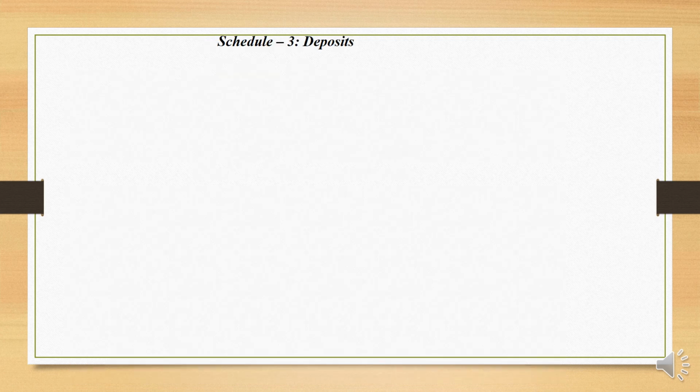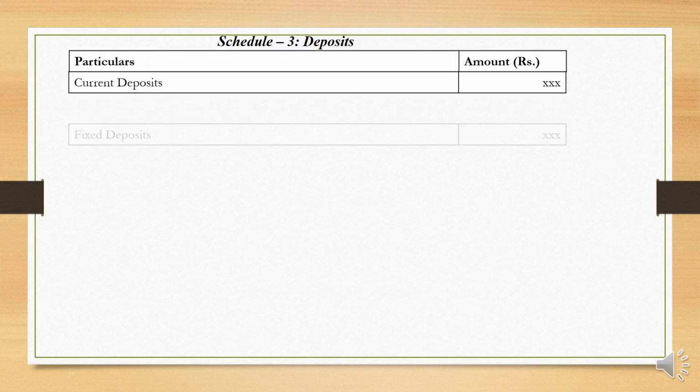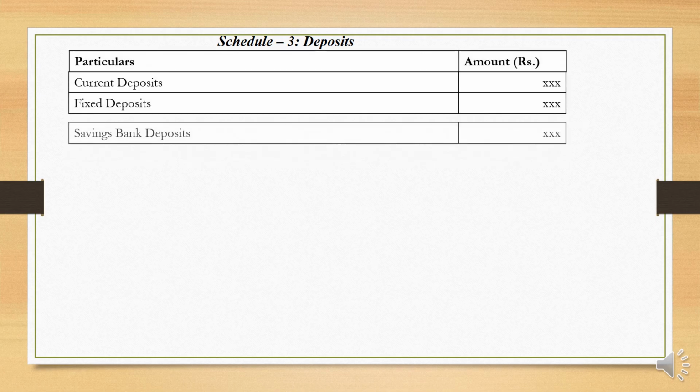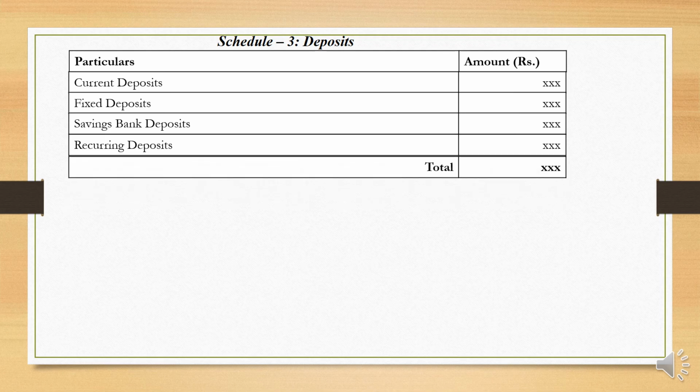Schedule number 3 is deposits. Here current deposits, fixed deposits, savings bank deposits, and recurring deposits. These are the various types of deposits that become a liability for a bank, and therefore they come under the liability side, schedule number 3. Then we'll get the total of it.